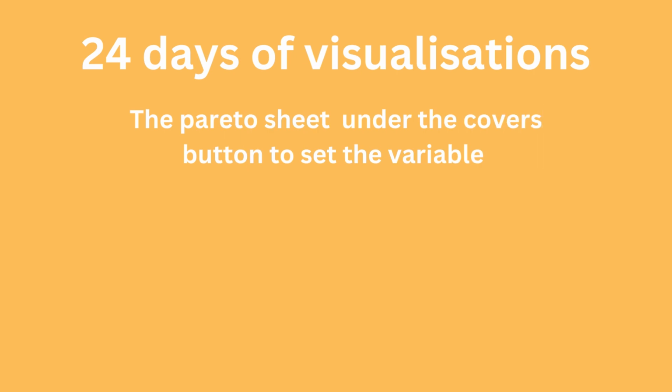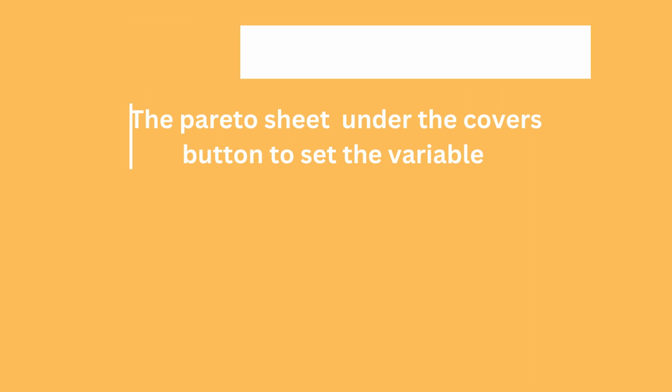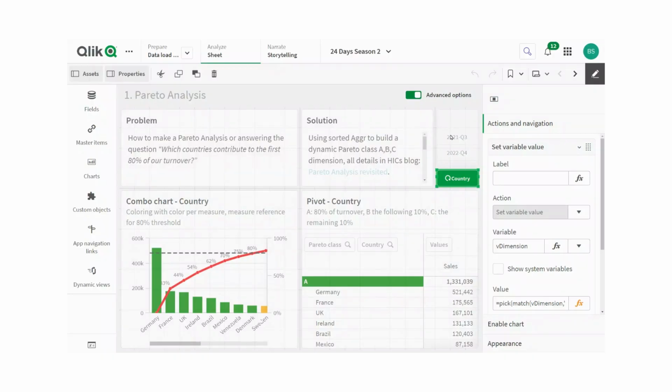Dimensionality and the change to it is very important in this application. So let's have a look at the button that sets the variable, the variable that's used to change the dimensionality. So I've gone into Edit Sheet. There's the button, and you can see that there's some actions. I need to make it advanced options to see these.